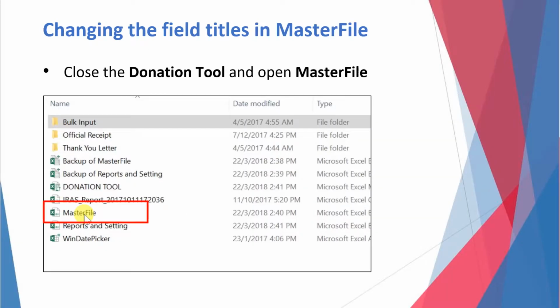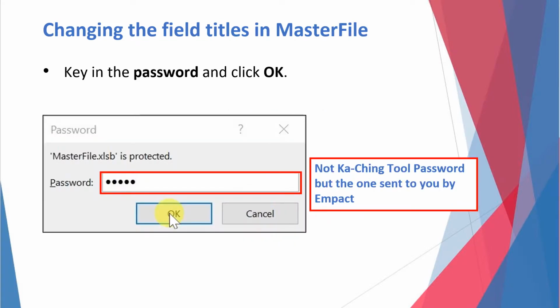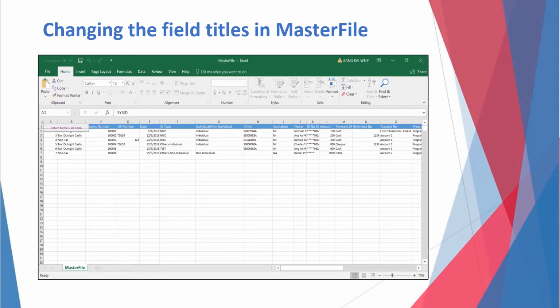First, close the donation tool and open the master file in your Kaching folder. Next, key in the password and click OK. Do note that the password is not your Kaching tool password but the one sent to you as an administrator by Impact. This is how the master file looks like.